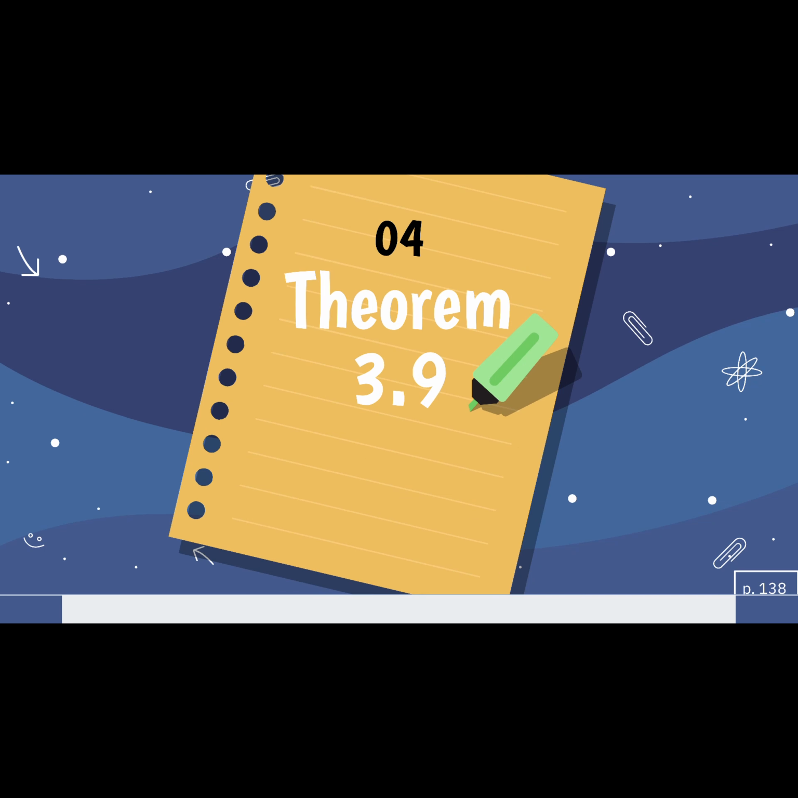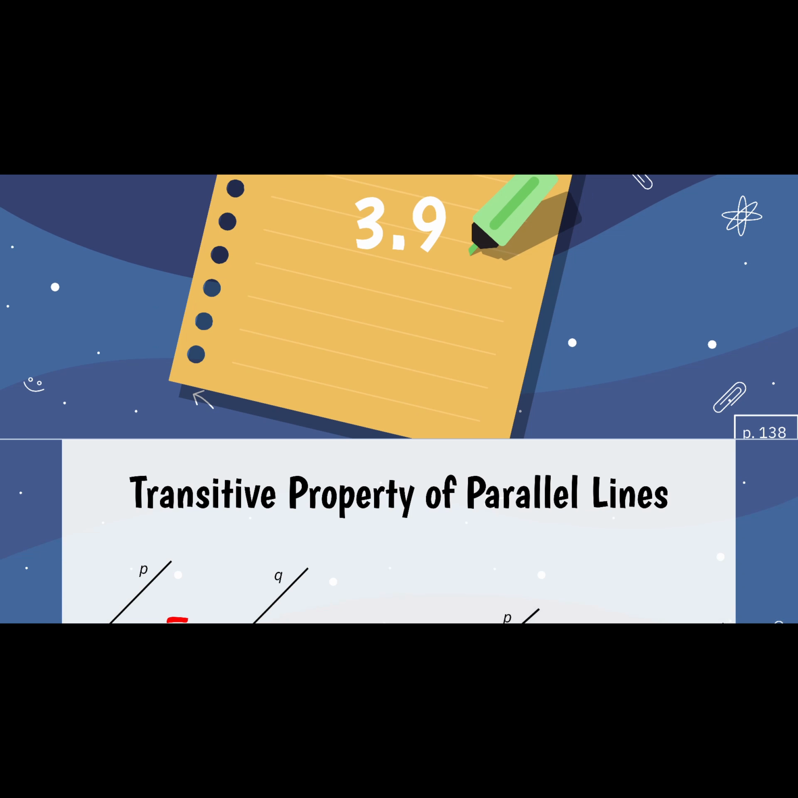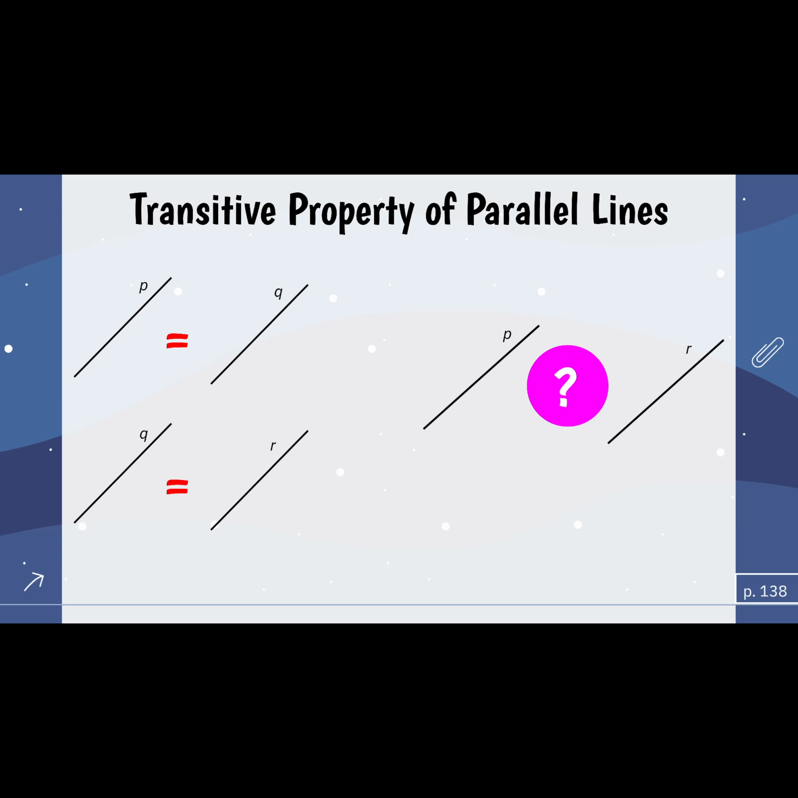One more theorem we need a quick look at. Now I'm going to see if you guys can help me out. The transitive property of parallel lines. It says if we have a line called P, and it's equal to Q, and then if we say that line Q is equal to line R, then what is the relationship? So P is equal to Q, Q is equal to R. What is our relationship of P and R? Same thing? They are what then? Congruent or equal. Yep, very good.